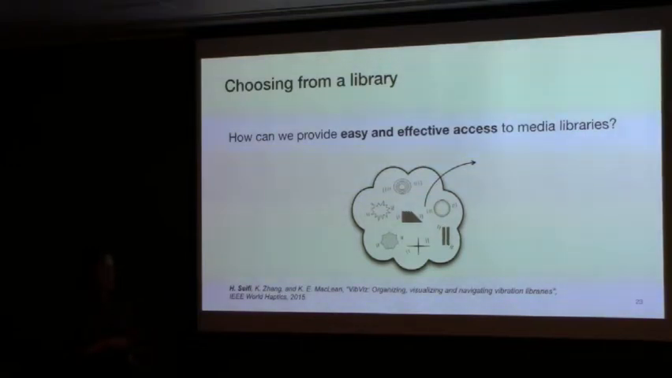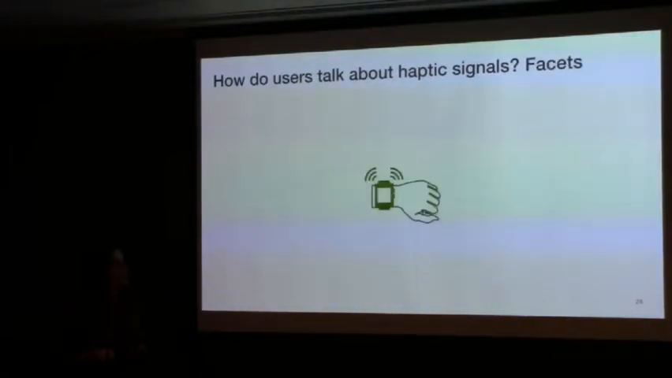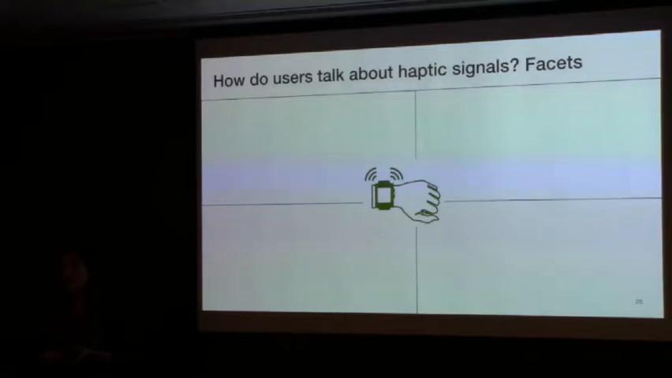So to find an efficient way to access media libraries or vibration libraries, I looked at how people talk about haptic signals, and I took this basically messy, complex language space and turned it into a structure that can be used for organizing a vibration library. So I found that there are at least 4 ways that people talk about haptic signals.